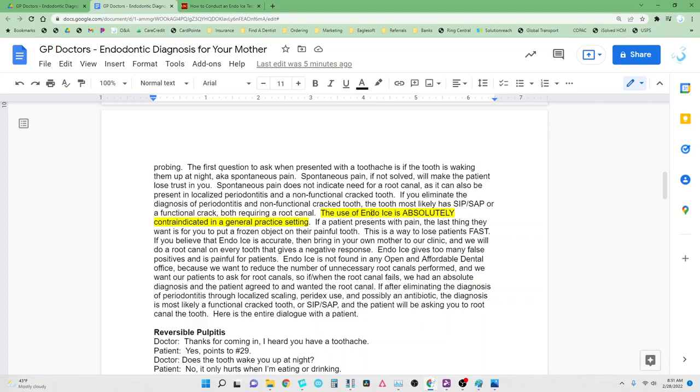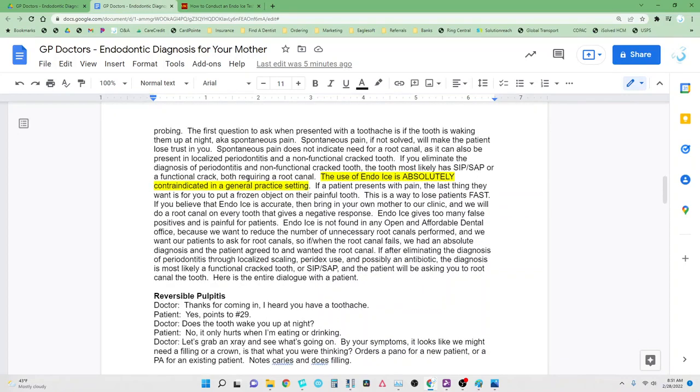The use of endo ice is absolutely contraindicated in a general practice setting, okay? So if a patient presents in pain, the last thing they want is for you to put a frozen object on their painful tooth. This is the way to lose patients fast. So we've already talked about that. Bring your mother in and I'll do a root canal on every single tooth that is non-responsive to endo ice, if you really believe in that, okay?